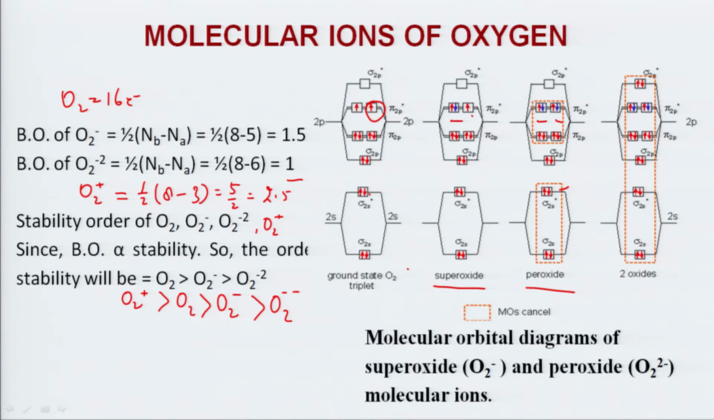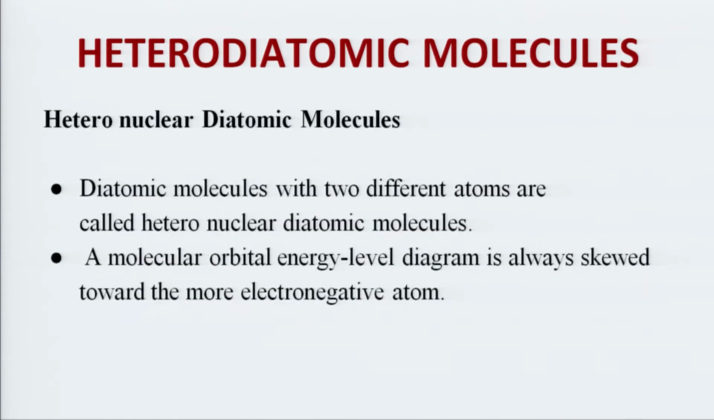So, this is how we can compare the stability, and bond energy also will be in the same order, but if you have to write down the bond length, it will be in the reverse order, because bond length is inversely proportional to bond order. So, this is how we are going to take up the oxygen, the molecular ions of oxygen.